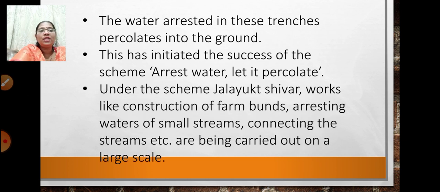Under the scheme Jal Yukt Shivar, works like construction of farm bunds, arresting waters of small streams, connecting the streams, etc. are being carried out on a large scale. Farm bunds are being constructed, and water from small streams is being arrested, which means it is kept at one place and not allowed to flow. Connecting the streams, all this is done through the Jal Yukt Shivar scheme on a large scale. This is needed for soil conservation, so that soil does not get eroded or washed away because of water as well as winds.